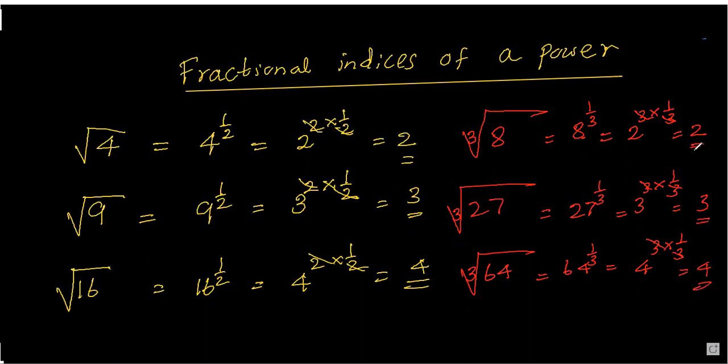The cube root of 8 is 2. The cube root of 27 is 3. The cube root of 64 is 4. Like this. Write down this. Mudita, can you understand it?